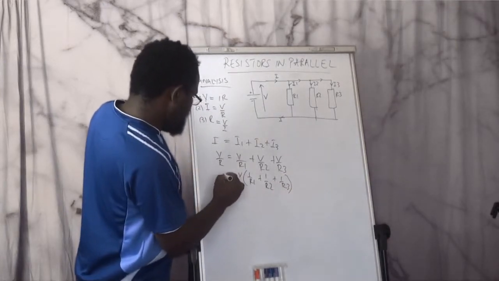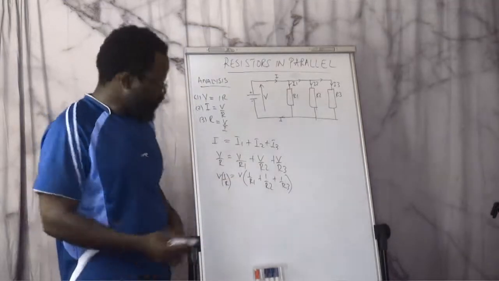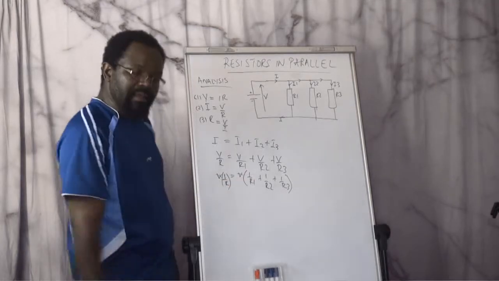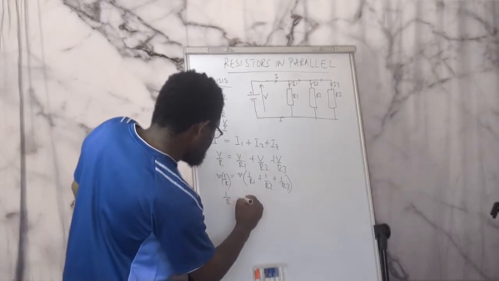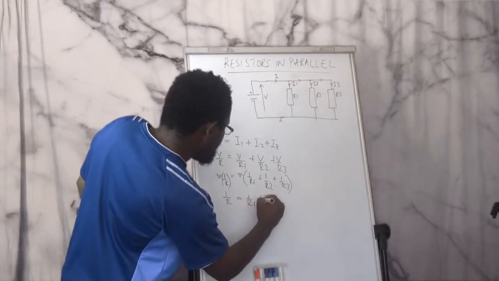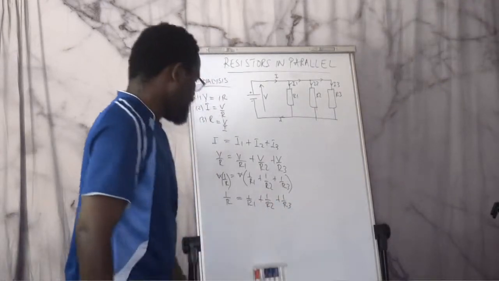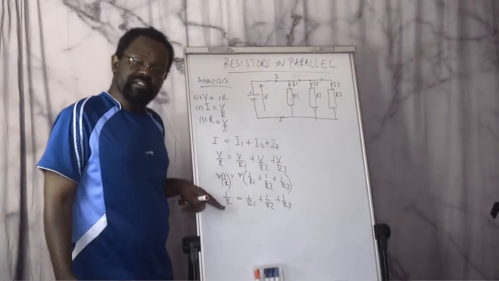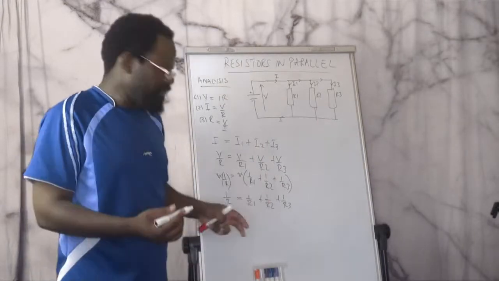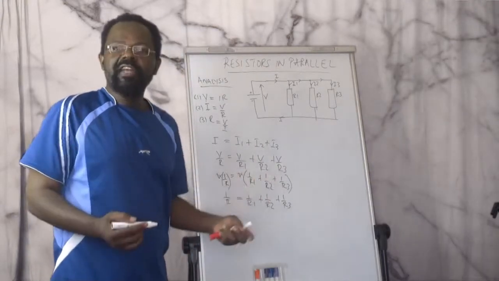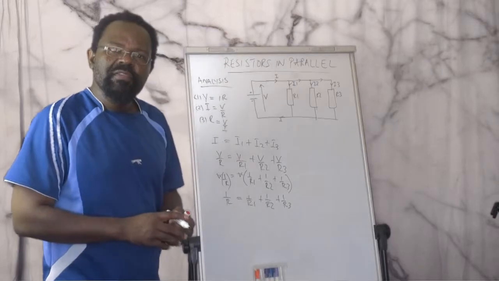And if you want V times 1 over R, we can divide by V, because it's common. Then we are left with 1 over R is equal to 1 over R1 plus 1 over R2 plus 1 over R3. So this is our equivalent resistance. We can put them under the same denominator, take the reciprocal, and find out what R is. Beautiful, this is a nice thing.